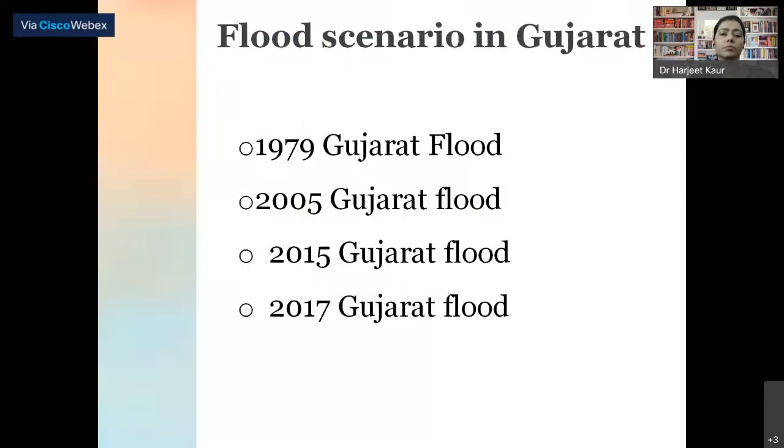Next, we know that Gujarat state is vulnerable to various hazards. It may be drought, and now the Arabian Sea faced the Tauktae cyclone. But I am focusing on flood. In 1979, 2005, 2015 and 2017, Gujarat state faced floods. We usually call this an inventory. If we want to know about the vulnerability of any place, we need to focus on the previous data: is that state or area vulnerable to a hazard?